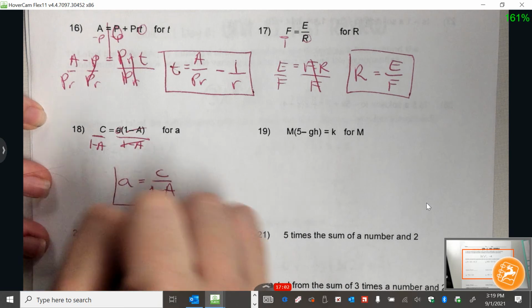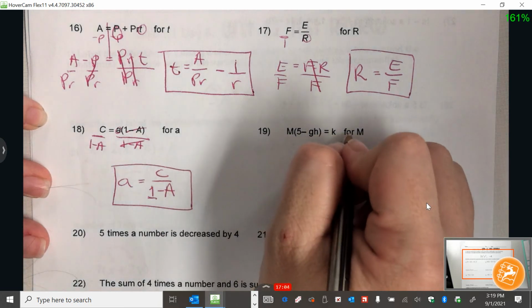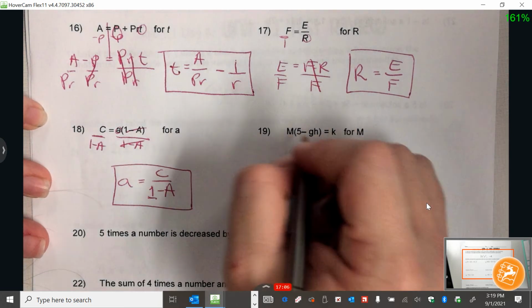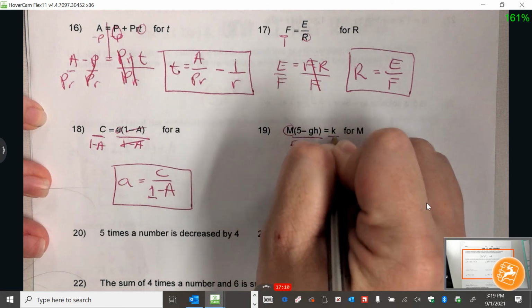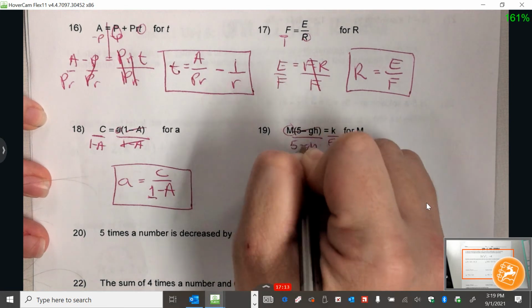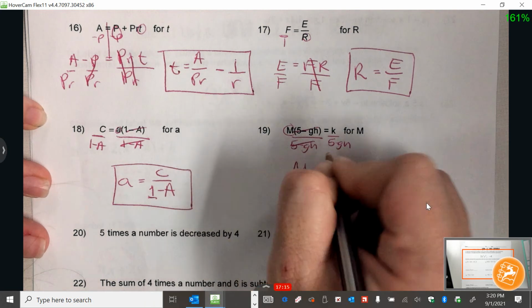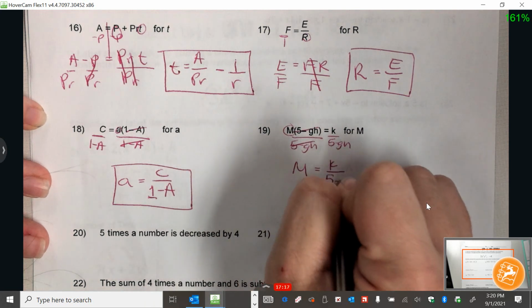That's a 1. Okay. Here, I have capital M. To get that alone, I divide by 5 minus GH. I get capital M equals K over 5 minus GH.